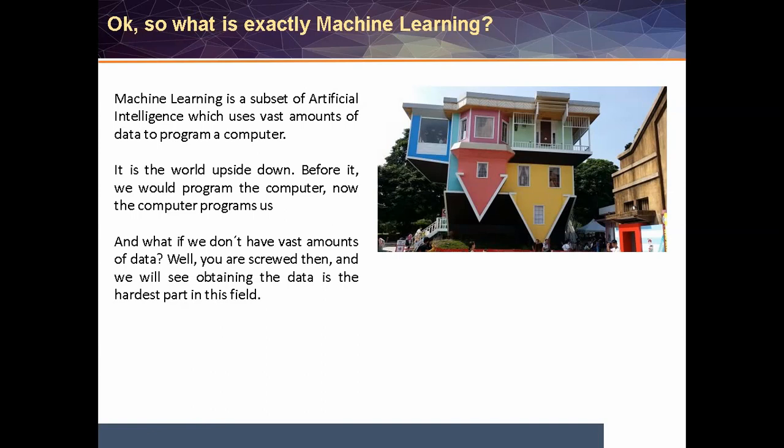But with machine learning, we have inverted the thing. Now the computer teaches us, the computer programs us. That's why the picture of the house is upside down, because that's what it amounts to. Now we feed the computer with vast amounts of data and then let it do its magic, okay? Well, and what happens if we don't have the vast amounts of data? Well, in this case, you basically don't have machine learning, you're screwed.